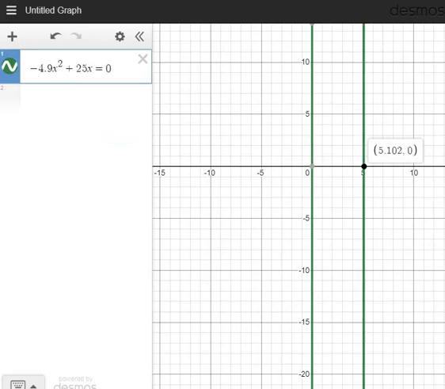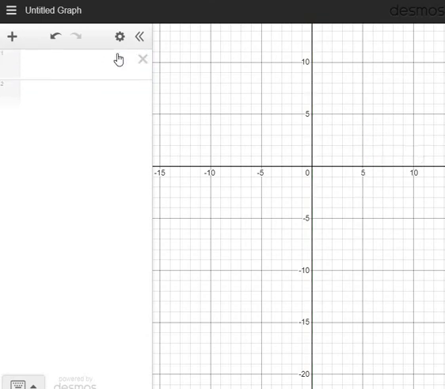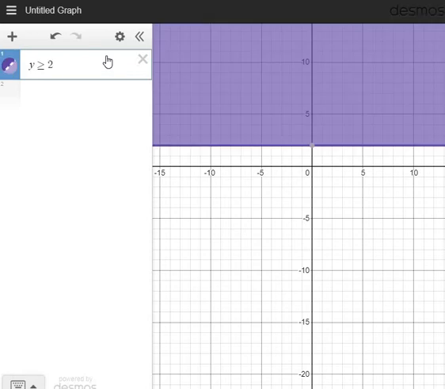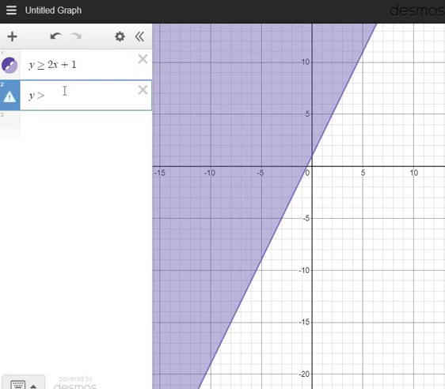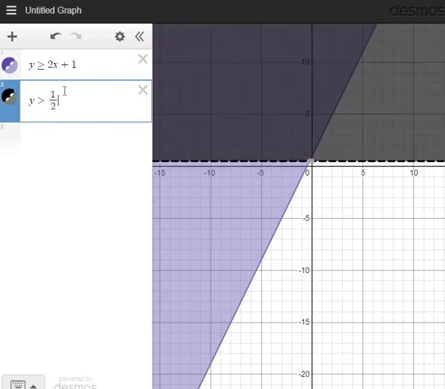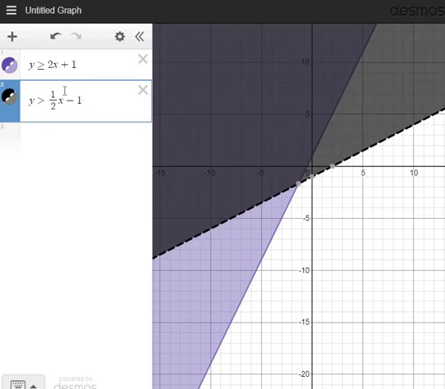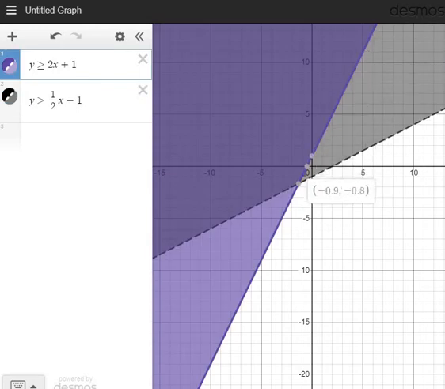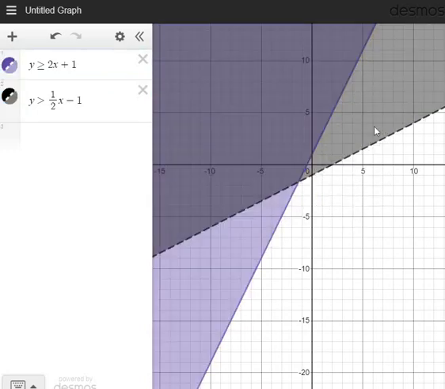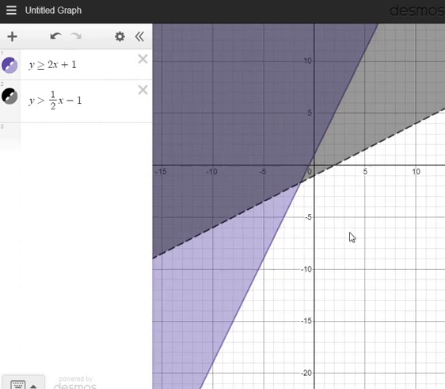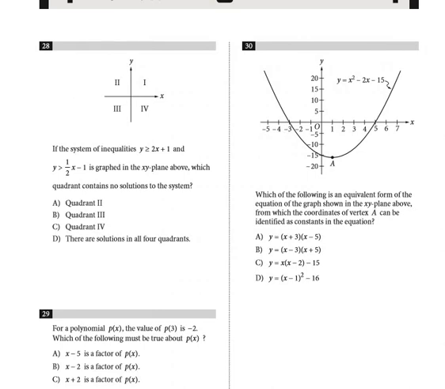Let's do that. Our first inequality is y is greater than or equal to 2x plus 1. And the second inequality is y is greater than 1 half x minus 1. So we graphed it. The solution for this inequality set is this overlap here, from here to here. So we have no solution on quadrant 4. This is quadrant 1, quadrant 2, quadrant 3, quadrant 4. So the answer is quadrant 4, which has no solution.